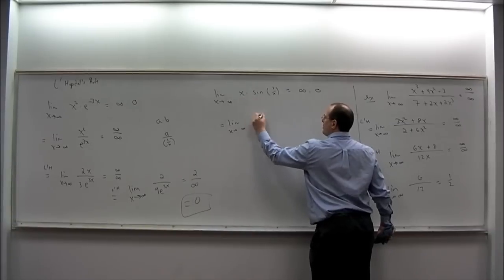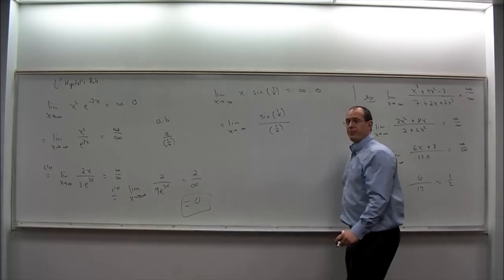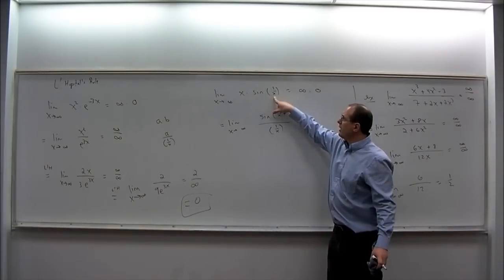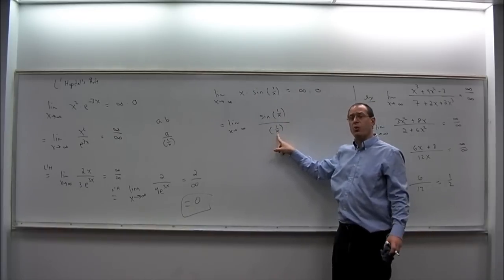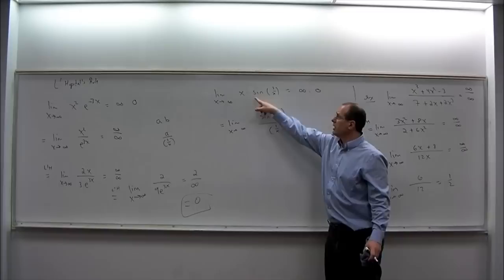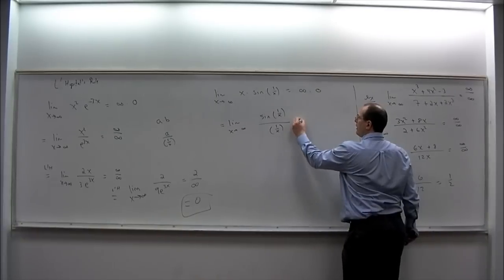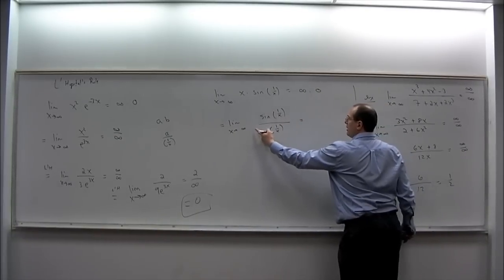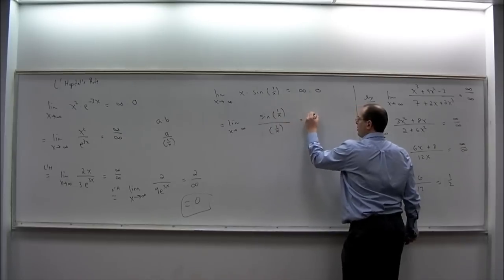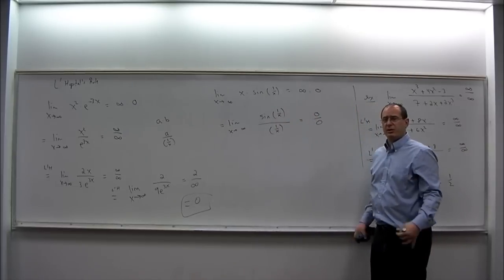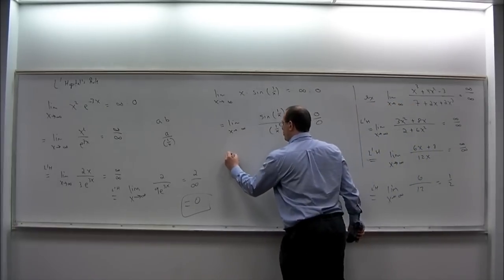So I'm going to take that x and I'm going to write it on the bottom as 1 over x. So taking the sine of this angle and multiplying it by x is the same as taking the sine and then dividing by 1 over x. These two expressions are equal. And now, if I analyze the limit as x goes to infinity, 1 over x goes to 0. The sine of 0 is 0. So we have 0 over 0. So try L'Hopital's rule.